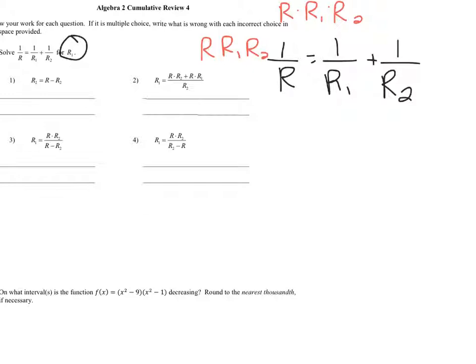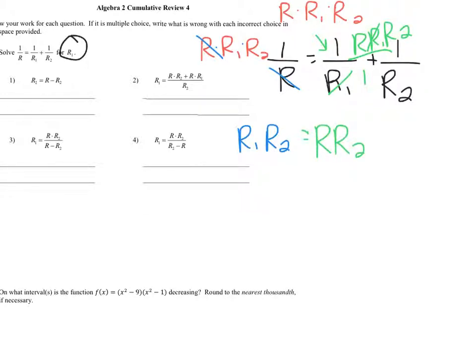This looks a little different since there's so many r's, but the subscripts tell us that each of those r's is a different variable. So on this fraction, my r cancels, and I'm left with r sub 1 times r sub 2. When I multiply my second fraction by the LCD, just the r sub 1 cancels, and I am left with r times r sub 2.